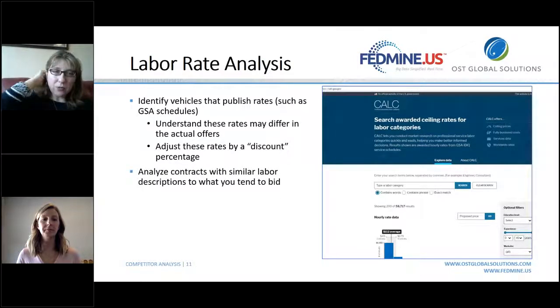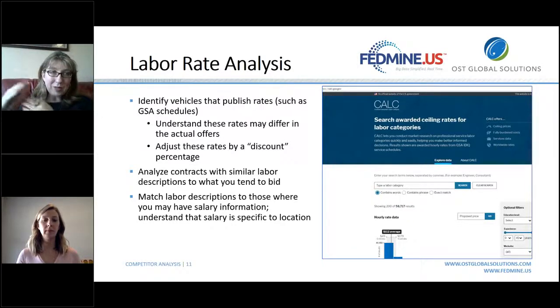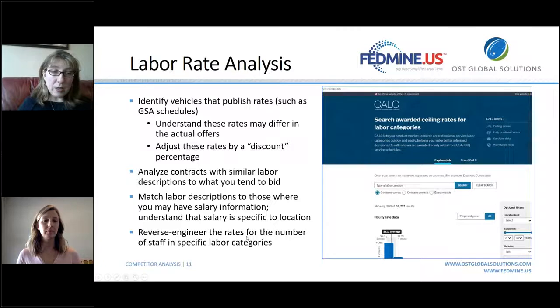And key here is to find out and match labor category descriptions with the ones that they have, so that you could see, okay, with this labor category description, here's what I pay in salary, and here's what's being charged to the government. So when you have that salary information, you can understand the salary that's specific to the location and what is the wrap rate that goes on top of that salary, because that allows you essentially to reverse engineer the rates for the number of staff and specific labor categories for a contract.